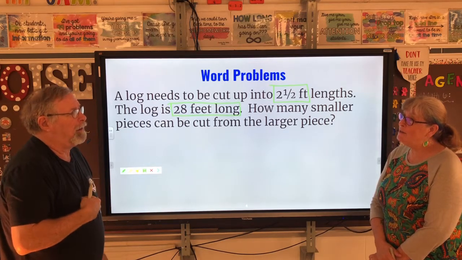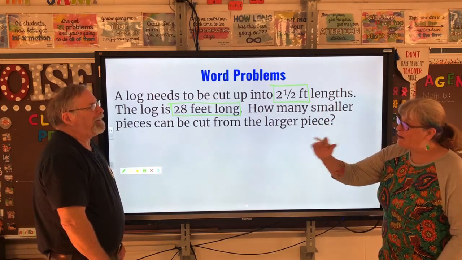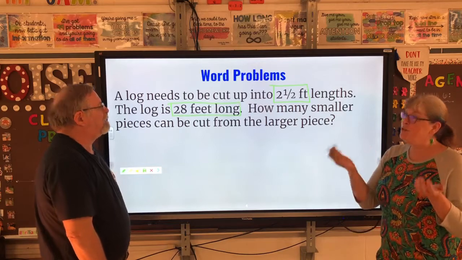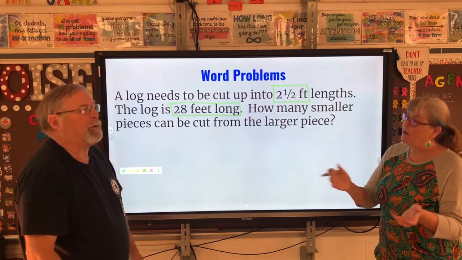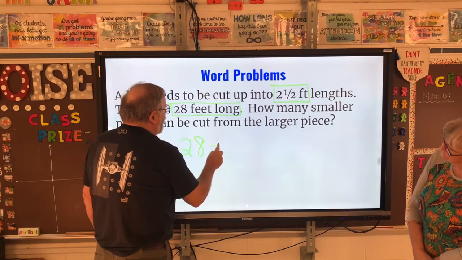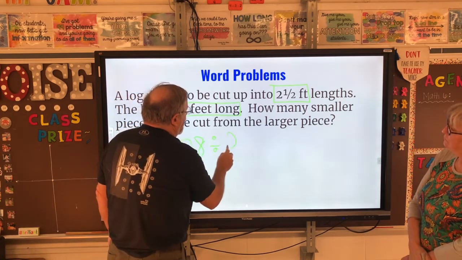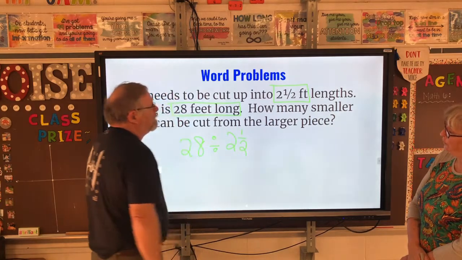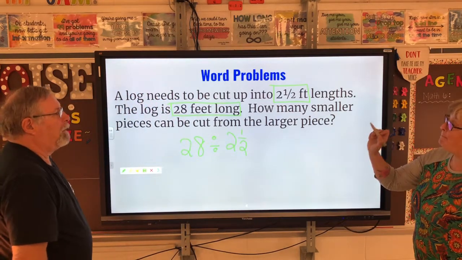You could do subtraction, but you'd have to keep on subtracting. So division is that repeated subtraction. So we're looking at 28 divided by 2.5. A whole number divided by a mixed fraction.